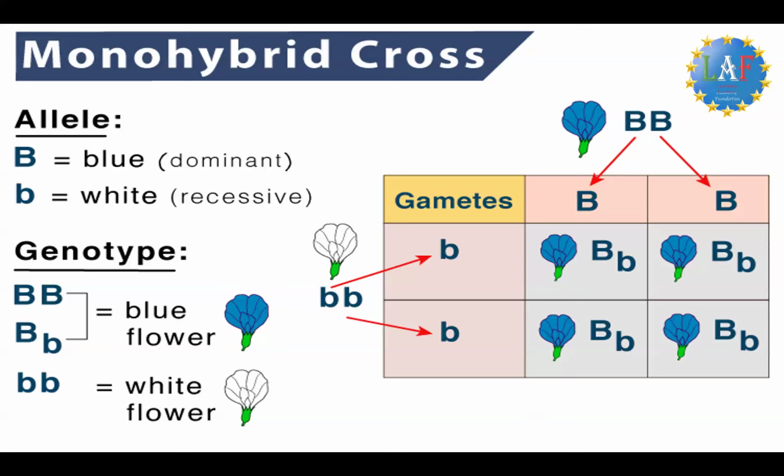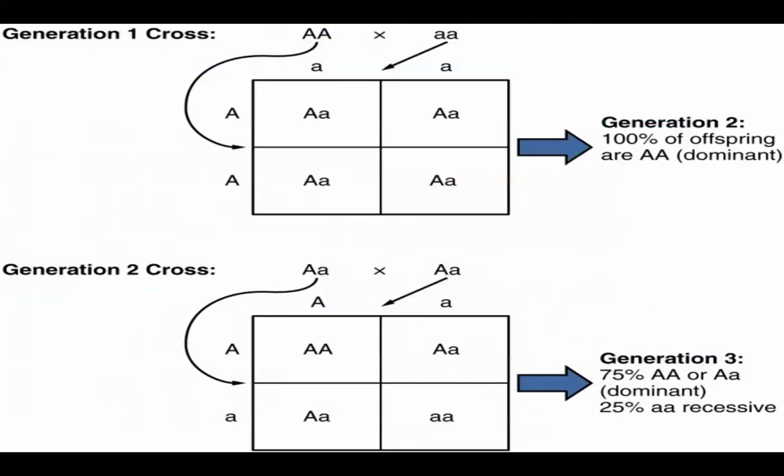So if we see in this square that the blue flower is homozygous dominant and the white flower is homozygous recessive, and then combined, we have four heterozygous blue flowers. Blue because dominant is the blue one. Using probability, direct proportion, and simple ratio, we predict outcomes.